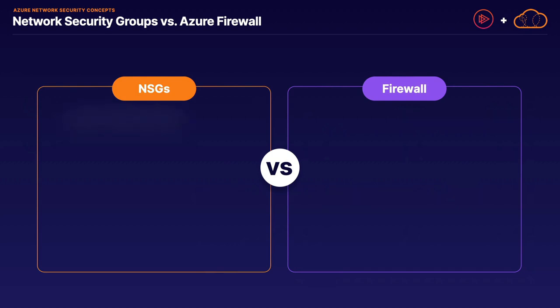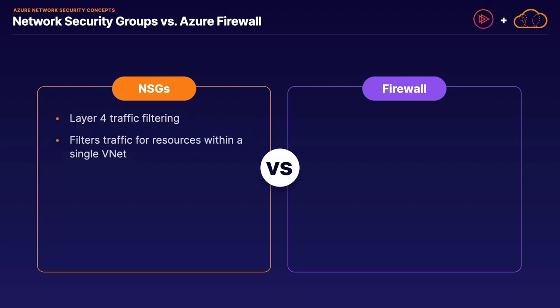Network security groups are specifically built for layer 4 traffic filtering. So what we're talking about here is a source IP address, a destination IP address, a source port, a destination port, and a protocol such as TCP and UDP. With our network security groups, what we're specifically talking about is filtering traffic for resources that exist within a single virtual network. And we associate these network security groups at the subnet boundary and/or network interface card for a specific resource. And it's important to remember that this again is inside of a single virtual network.